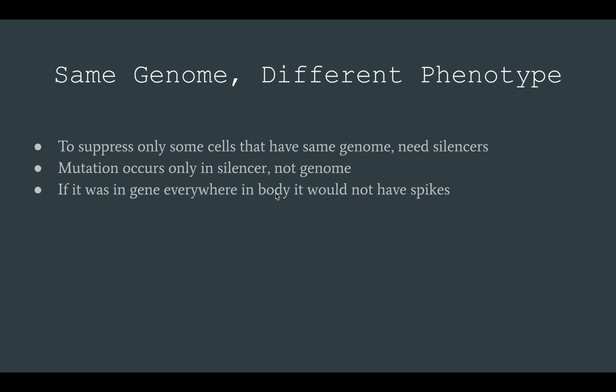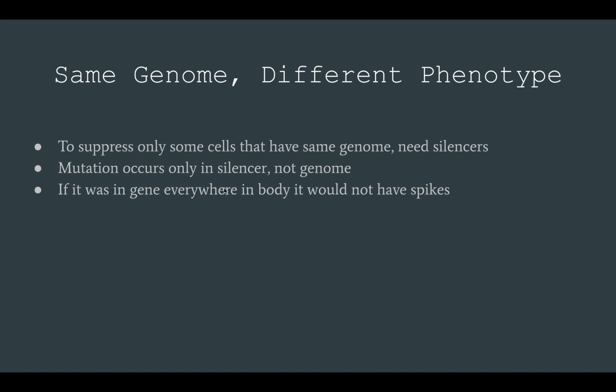So when you have the same genome, it is possible to show different phenotypes despite having the same genome. And that is because you need silencers. Silencers are faraway clusters of binding sites for repressors, and they bind certain transcription factors.